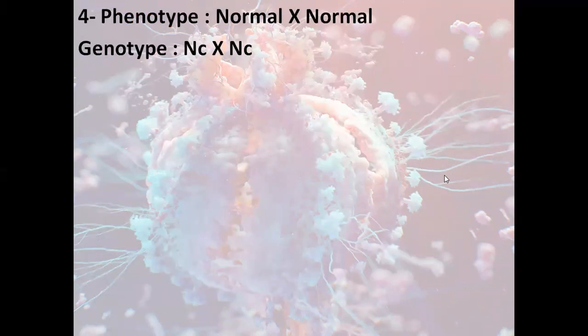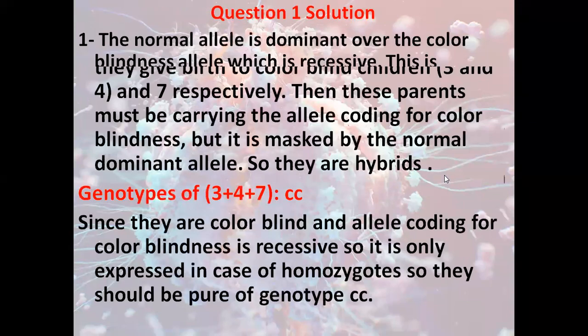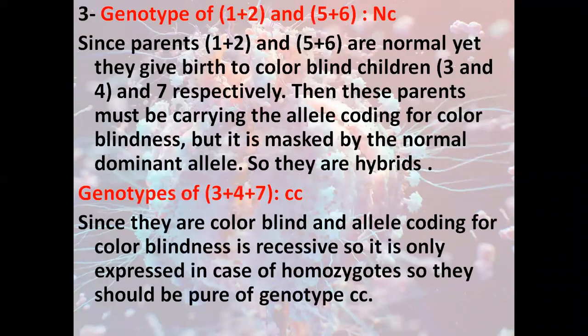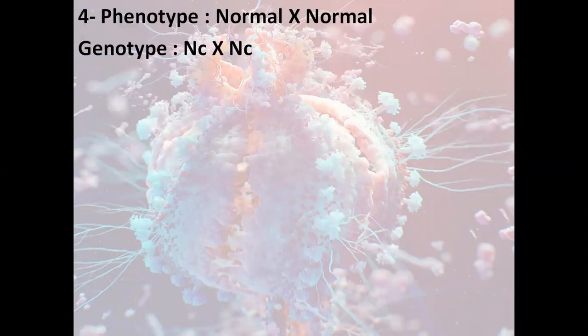Now I want to carry out the factorial analysis. But what did the question say about the factorial analysis? Read the question carefully. They need you to carry out the essential factorial analysis to predict the risk in ratio form. Meaning I don't have to verify the results, but to predict. What is the risk? The risk for the fetus to be color blind. But it says in ratio form. If I worked in percentage, thank you very much, you take zero on the part. So I told you, in ratio form, you have to work it in proportion. This is the job here.